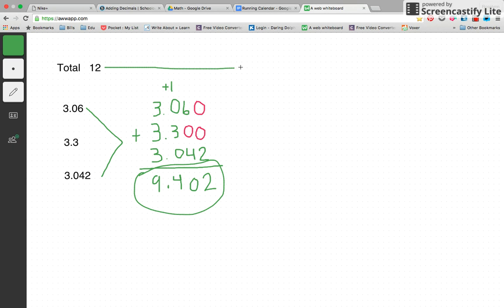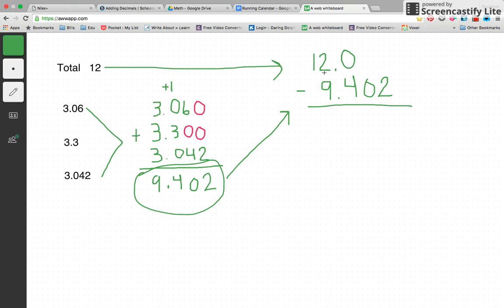So I'm going to drag my total of 12 here, and I'm going to subtract the total of these three numbers here. So 12 minus 9 and 402 thousandths. I like to line up my decimals as well as tack on zeros in all of the missing place value spots. So if you notice, this still represents the value of 12.